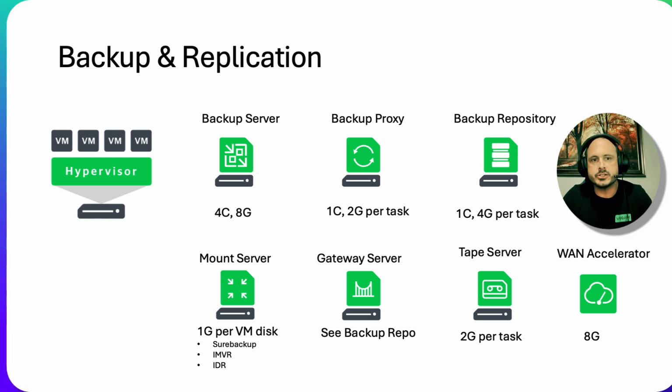Now, one thing I want to speak about on this is really the old school method of the repository, the 1 core, 4 gigs of RAM per task, and also a task is typically considered a job on the repository. However, if you're doing a per VM backup job, then you can look at the number of virtual disks that the proxy did, and you have that same type of disk to task ratio.